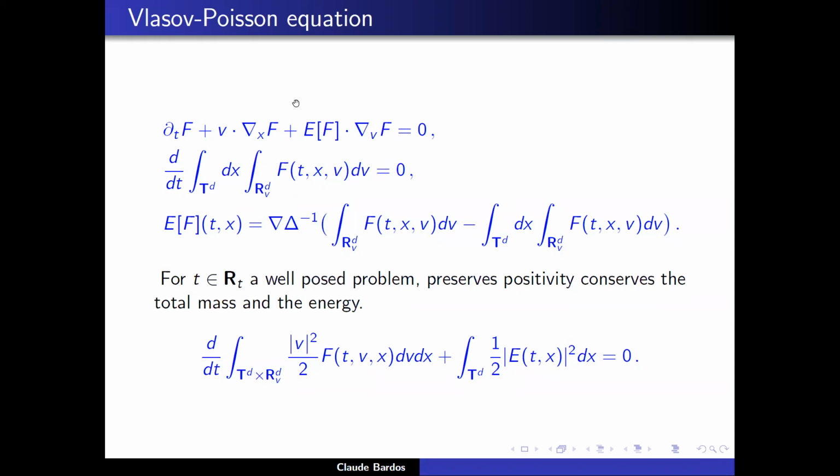This is standard and simple, and it has two good properties. First, that the total density is constant, and second, that if you just multiply by v squared over 2 and integrate by parts, you get a natural physical quantity which is conserved. It's the density, the kinetic energy, because you have the v squared, and the electromagnetic energy, which is the E squared. So these two are conserved.